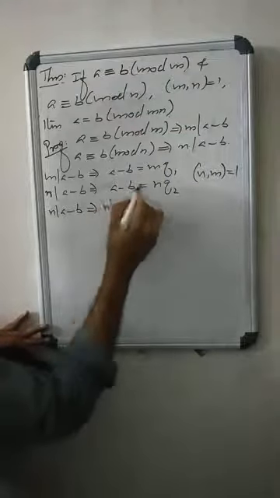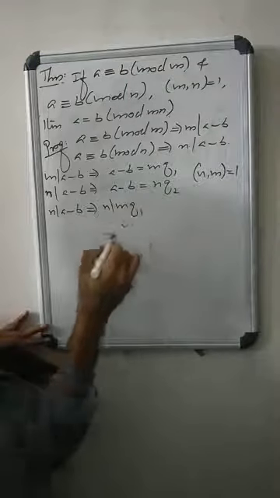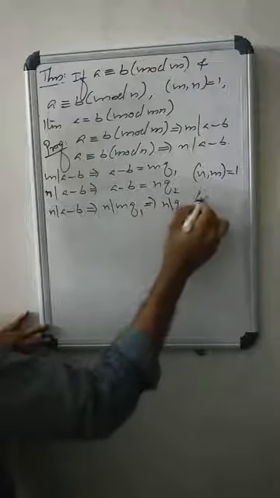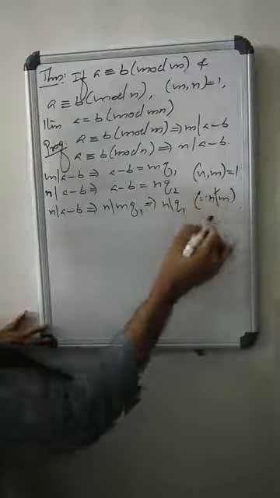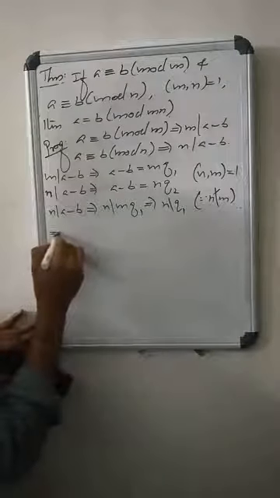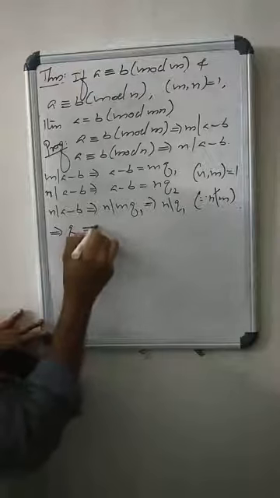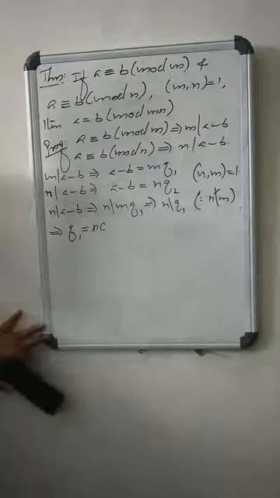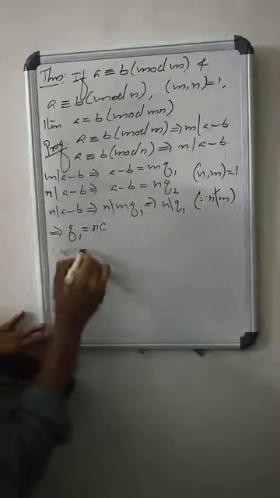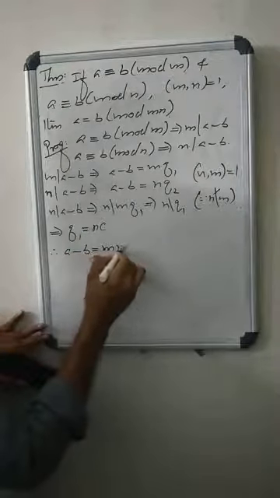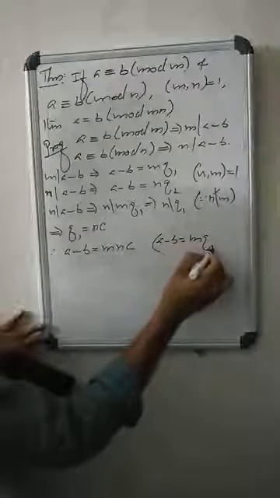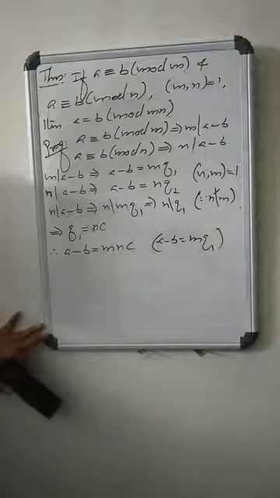So n divides m q1. Clearly, that means n divides q1. Why? Because n does not divide m, since n and m are relatively prime. N divides q1 means q1 equals n times c. Agreed? Therefore a minus b equals m times n times c. Why? Because a minus b equals m q1; substitute, and a minus b is mn times c.